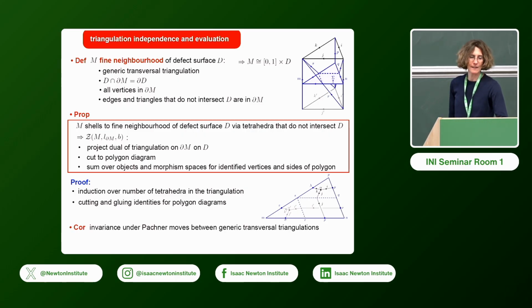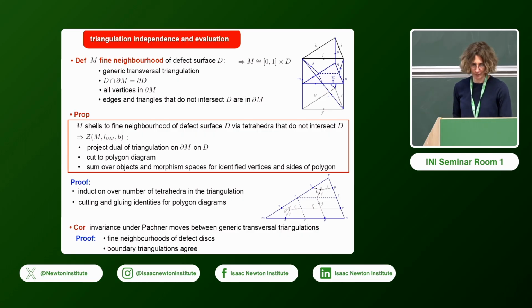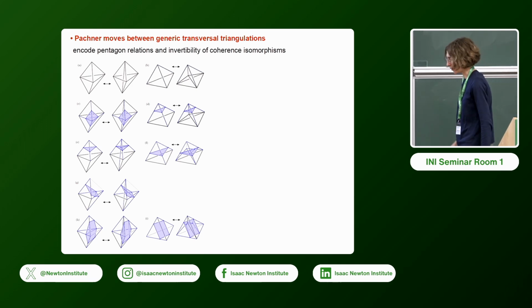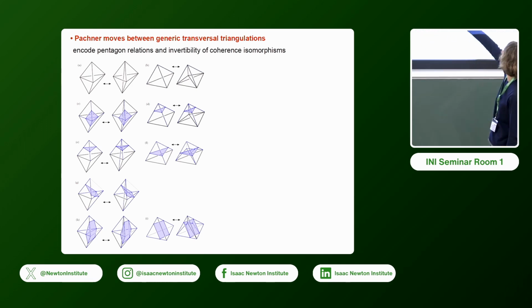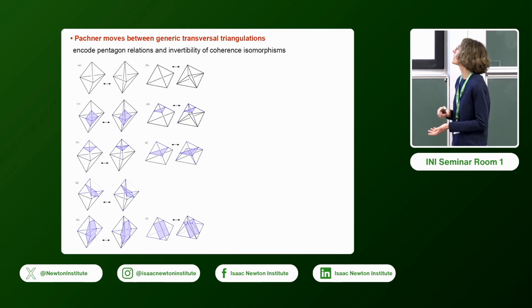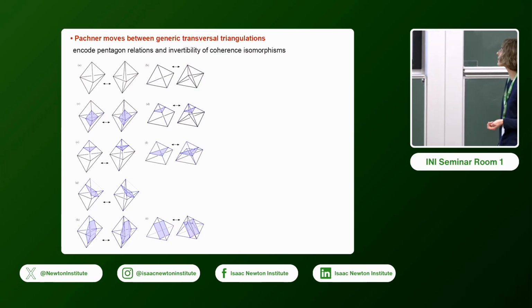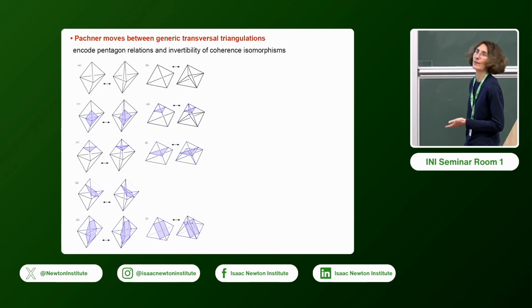And this shows already that this is invariant under Pachner moves between generic and transversal triangulations. And this is simply because they are fine neighborhoods of defect disks, and the boundary triangulations agree. So here, the Pachner moves are usually used to show triangulation independence. So if one doesn't have any defect surface, one would just have the moves A and B. A takes 2 tetrahedra that are glued along a side and changes it into 3 tetrahedra that are glued along an edge. And the move B subdivides 1 tetrahedron into 4.